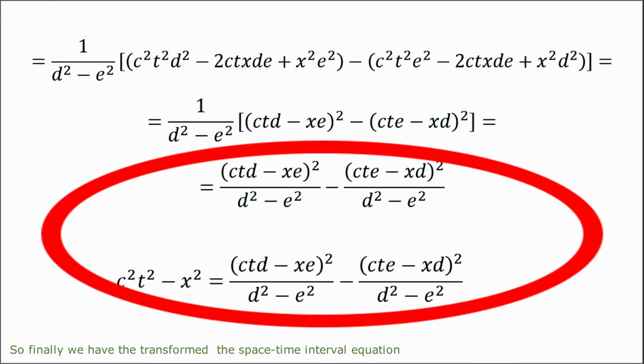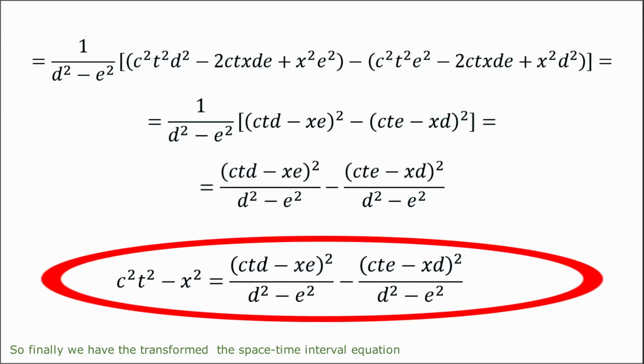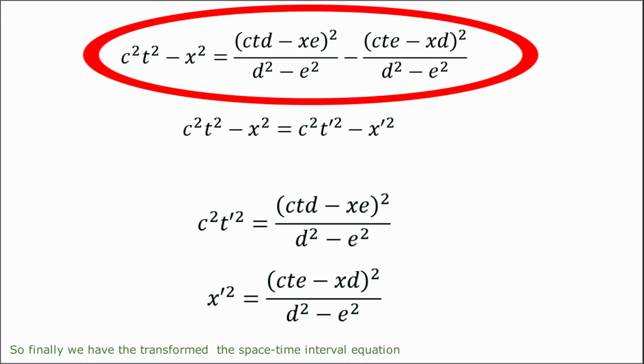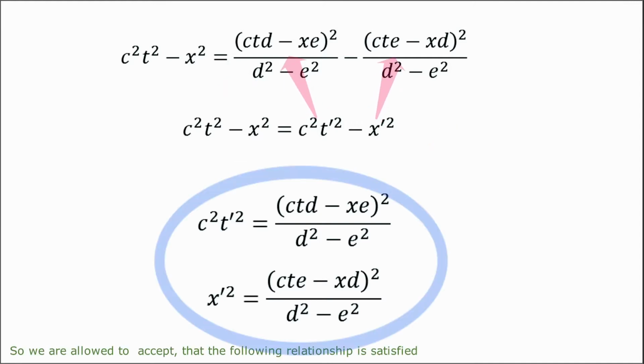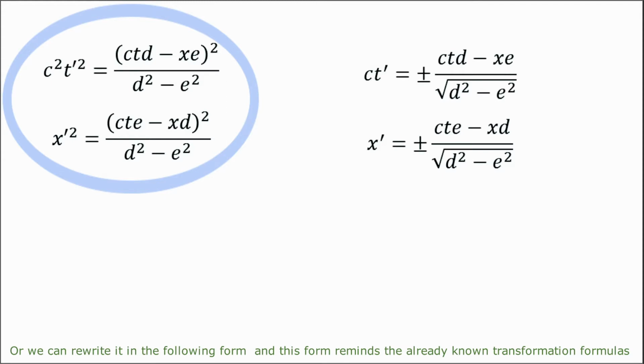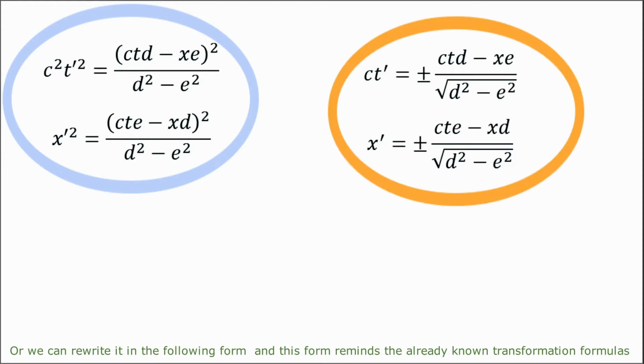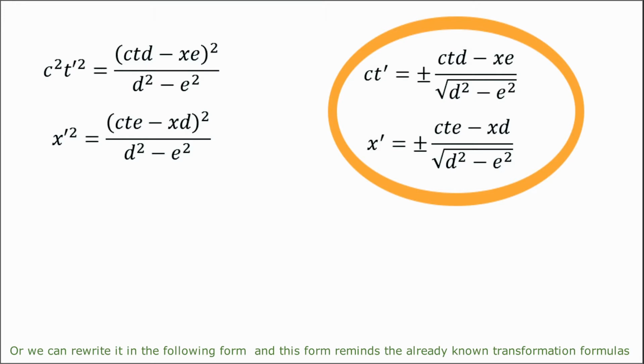So finally we have transformed the space-time interval equation. And since the equation for the space-time interval shows that ct squared minus x squared equals ct prime squared minus x prime squared, we are allowed to accept that the following relationship is satisfied. Or we can rewrite it in the following form. And this form reminds us of the already known transformation formulas.